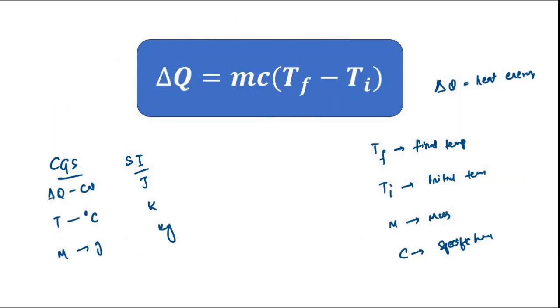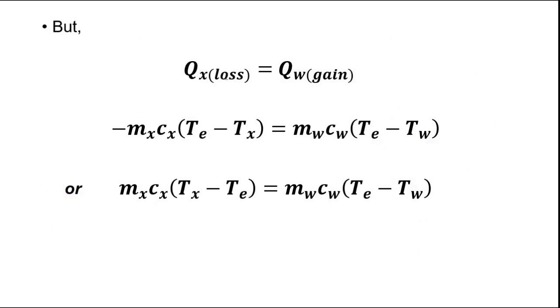According to the principle of calorimetry, heat lost by the sample is equal to heat gained by water. So if we equate these two, it will be minus mx cx (T minus Tx) equal to mw Cw (T minus Tw). If we turn this into positive by taking Tx minus T here, minus minus becomes plus. So this becomes mx cx (Tx minus T) equal to mw Cw (T minus Tw).